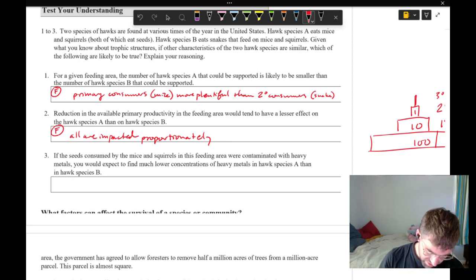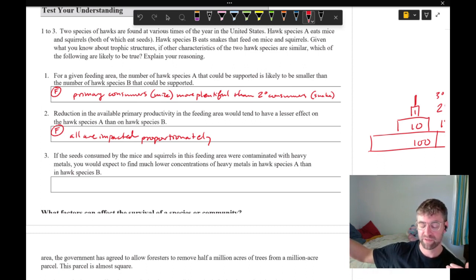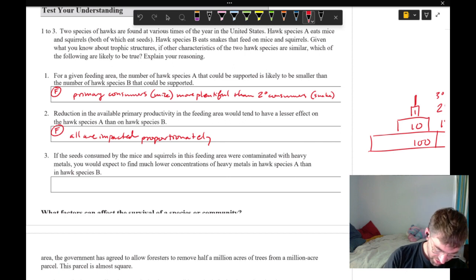All right. If the seeds consumed by the mice and squirrels in this feeding area were contaminated with heavy metals, you would expect to find much lower concentrations of heavy metals in hawk species A than in hawk species B. So first you have to know that heavy metals remain in the trophic structure from top to bottom. So a relatively small concentration of heavy metals in primary producers, these seeds, is going to stay all the way up that food chain in the same concentration without reduction. So this is actually likely to be true.